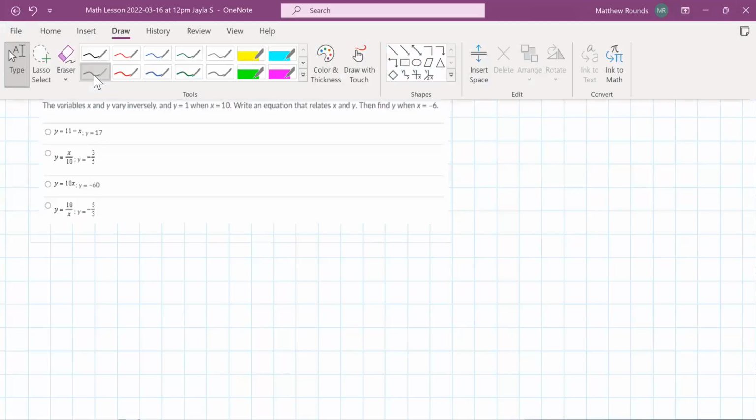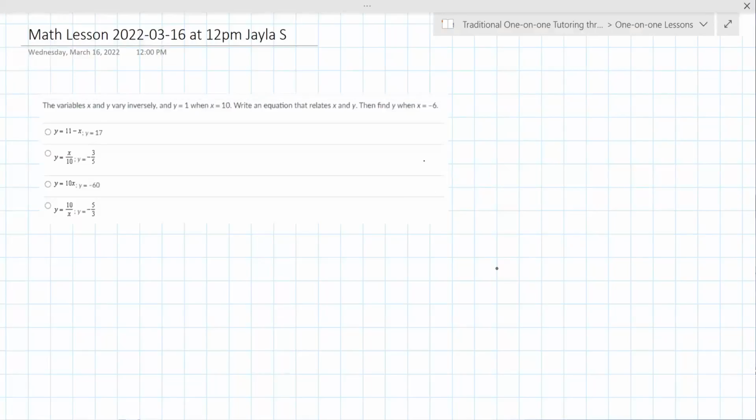This is a review from what we did before, so this should look somewhat familiar. It says that they vary inversely, and that's y equals k over x. They give you a y and they give you an x. So 1 equals k divided by 10. You're just substituting those numbers in for y and x. What does k equal in this case?